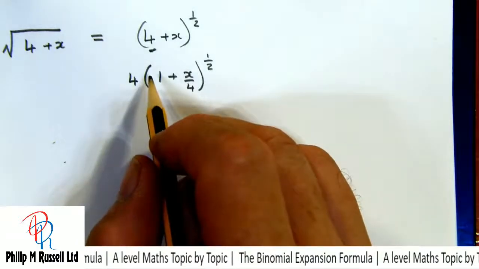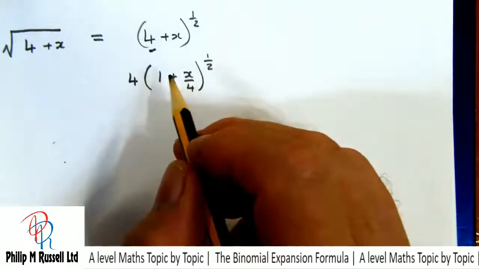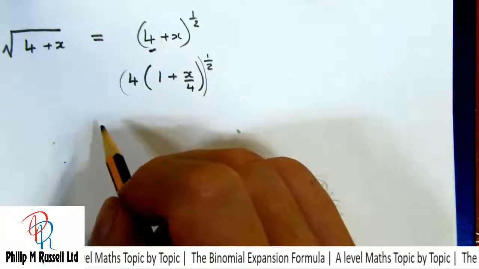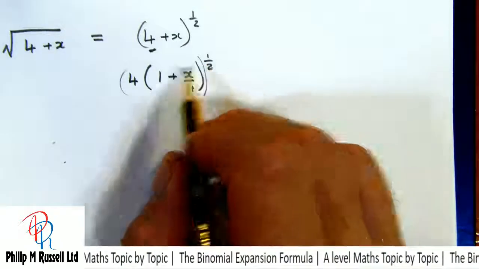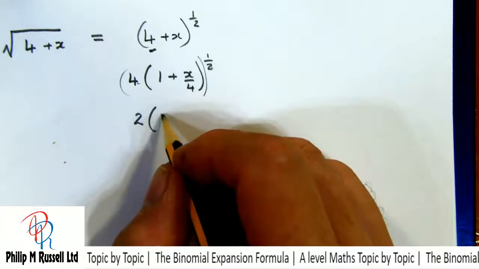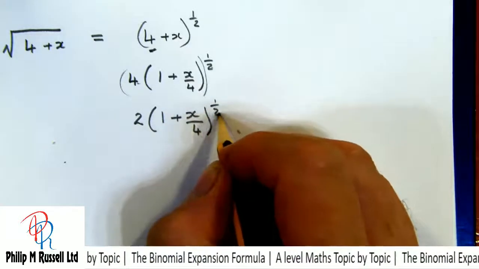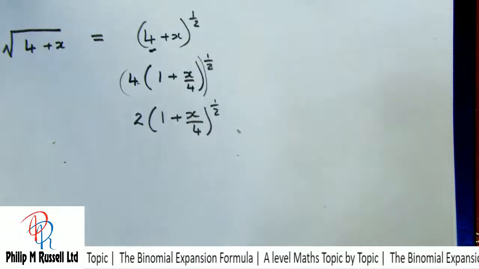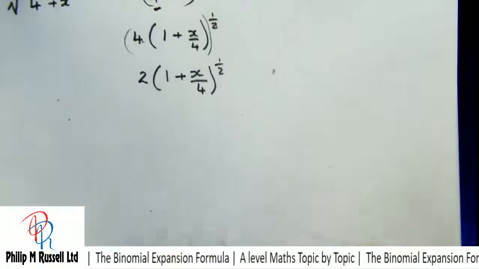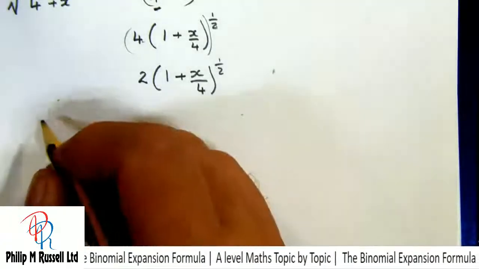But of course, that's all to the half, like that. So let's now see if I can do that. I can square root that. That's going to give me 2 times 1 plus x over 4 to the half. Now we could try and put in the binomial expansion for this, which is not looking terribly nice.